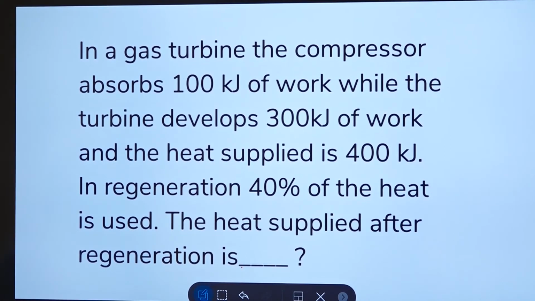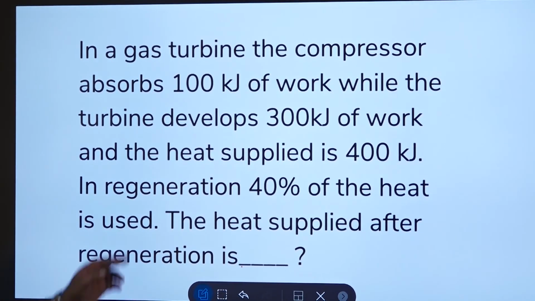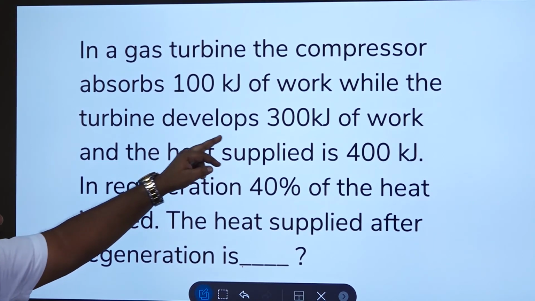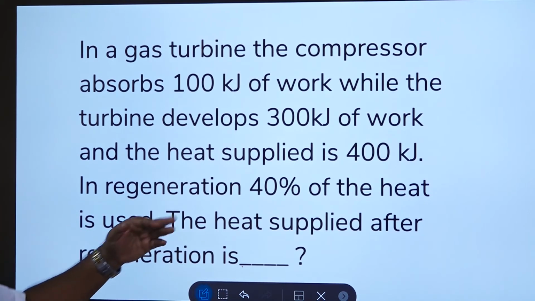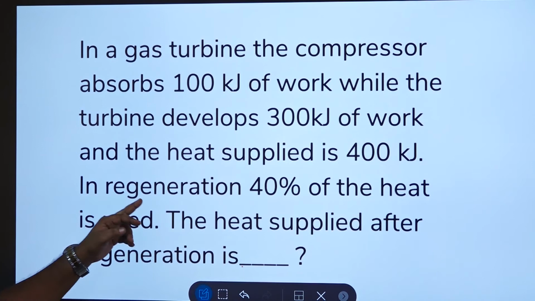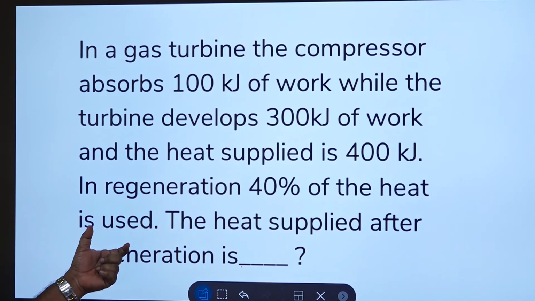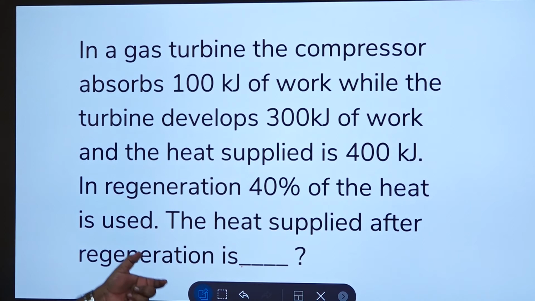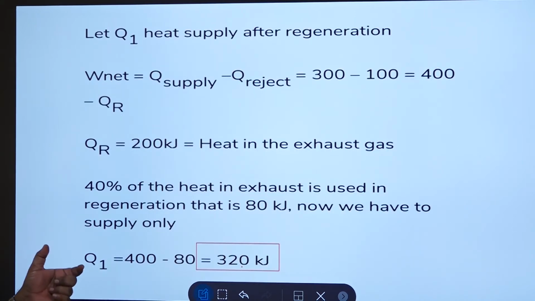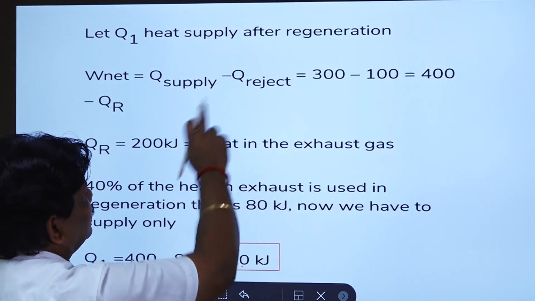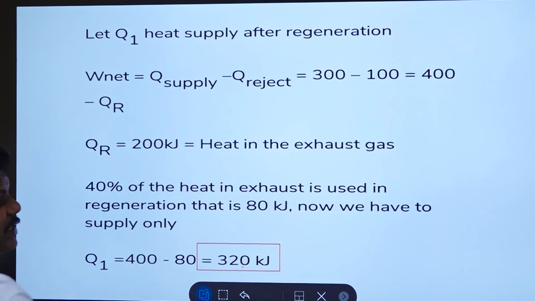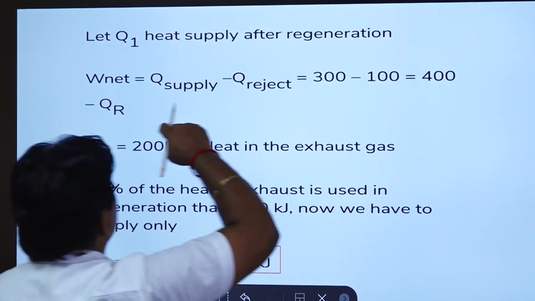In a gas turbine, the compressor absorbs 100 kilojoule of work while the turbine develops 300 kilojoule of work, and the heat supplied is around 400 kilojoule. In regeneration, 40% of the heat in the exhaust gas is used. What is the amount of heat supplied after the regeneration? So the net work is the heat energy supplied minus the heat energy rejected.